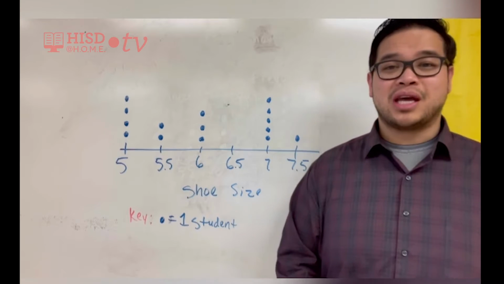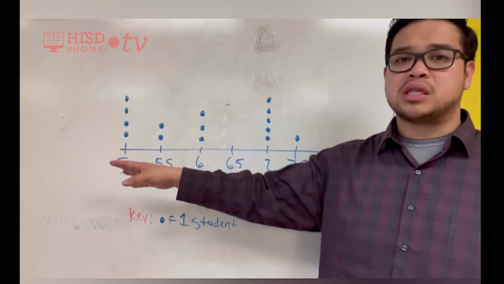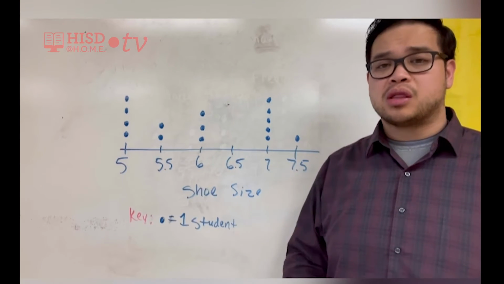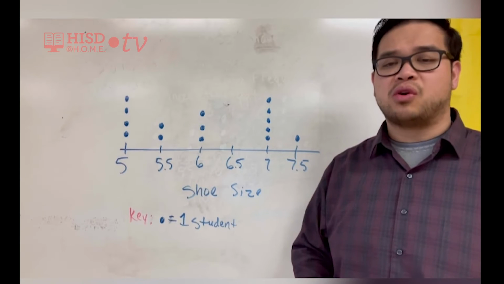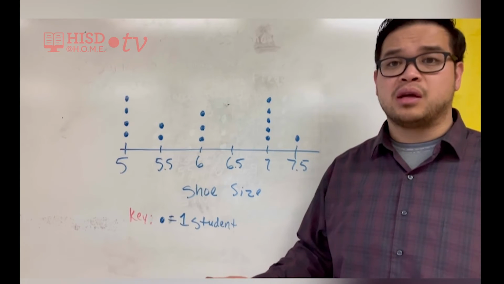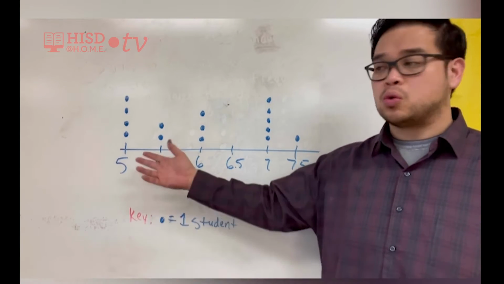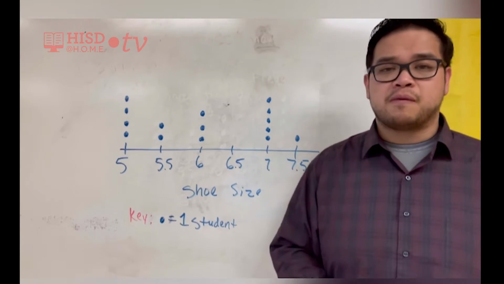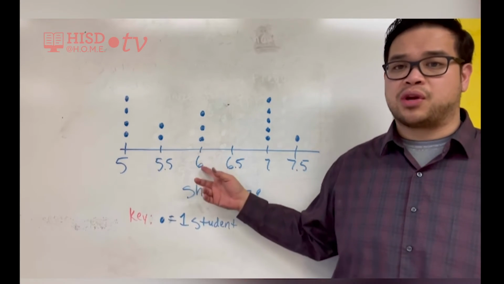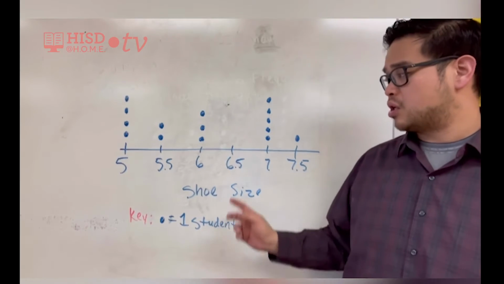Okay, so what you see now is that I've gotten rid of our frequency table because we don't need it anymore. The reason we don't need it anymore is because we've already transferred the data from the frequency chart to the dot plot. And because we did that, all we need is this right here, this number line with the dot plot with the dots on there.